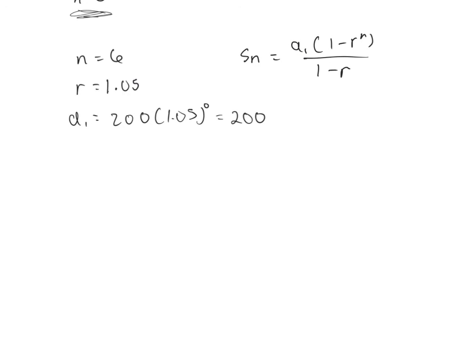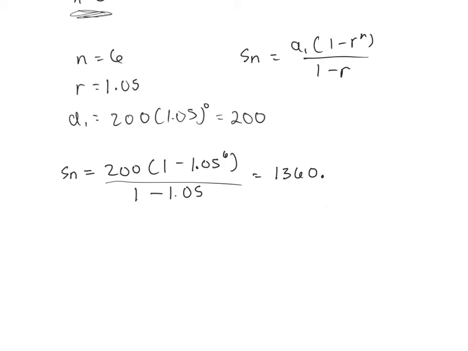Let's go on to solve this. So we have S of n equals 200 times 1 minus 1.05 to the 6th power, divided by 1 minus 1.05. Let's simplify this some more. Calculate 1.05 to the 6th power, then take 1 minus that as our answer, times that by 200, divided by negative 0.05. Plug that into our calculator and I get 1,360 point, and they want 3 decimal places, so 383. So that is our answer with that geometric sequence.